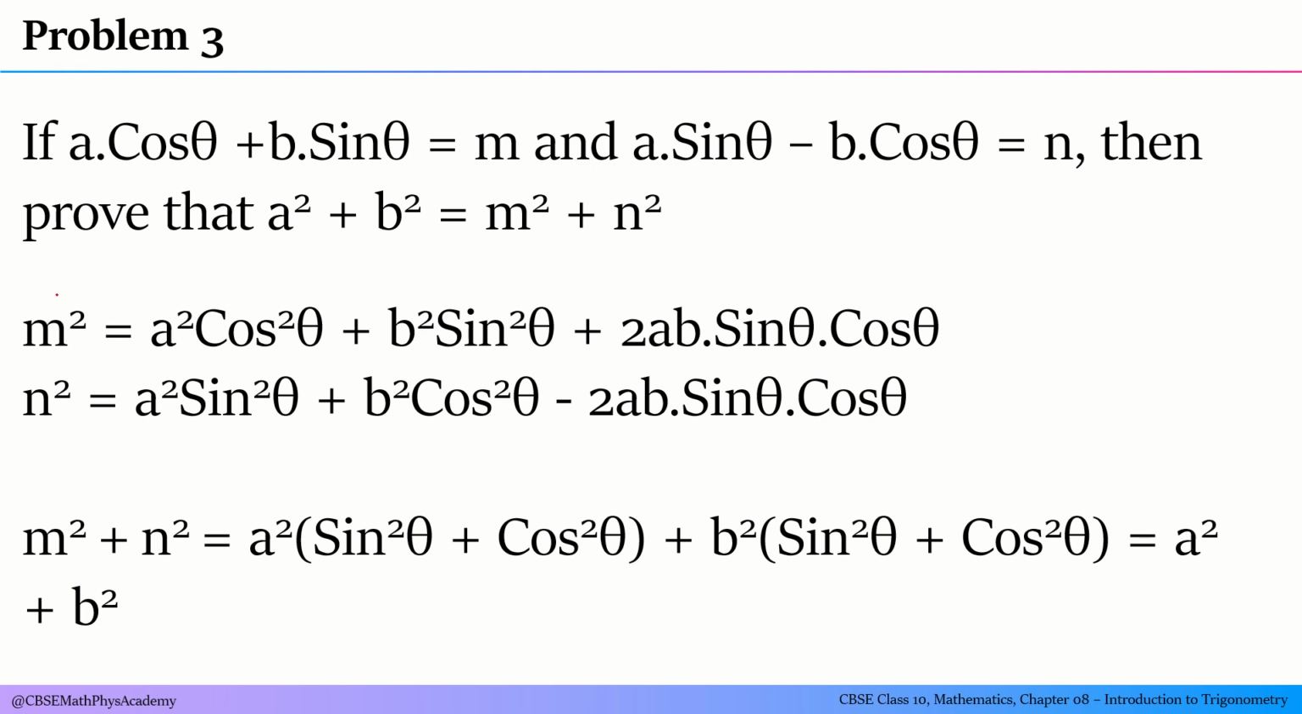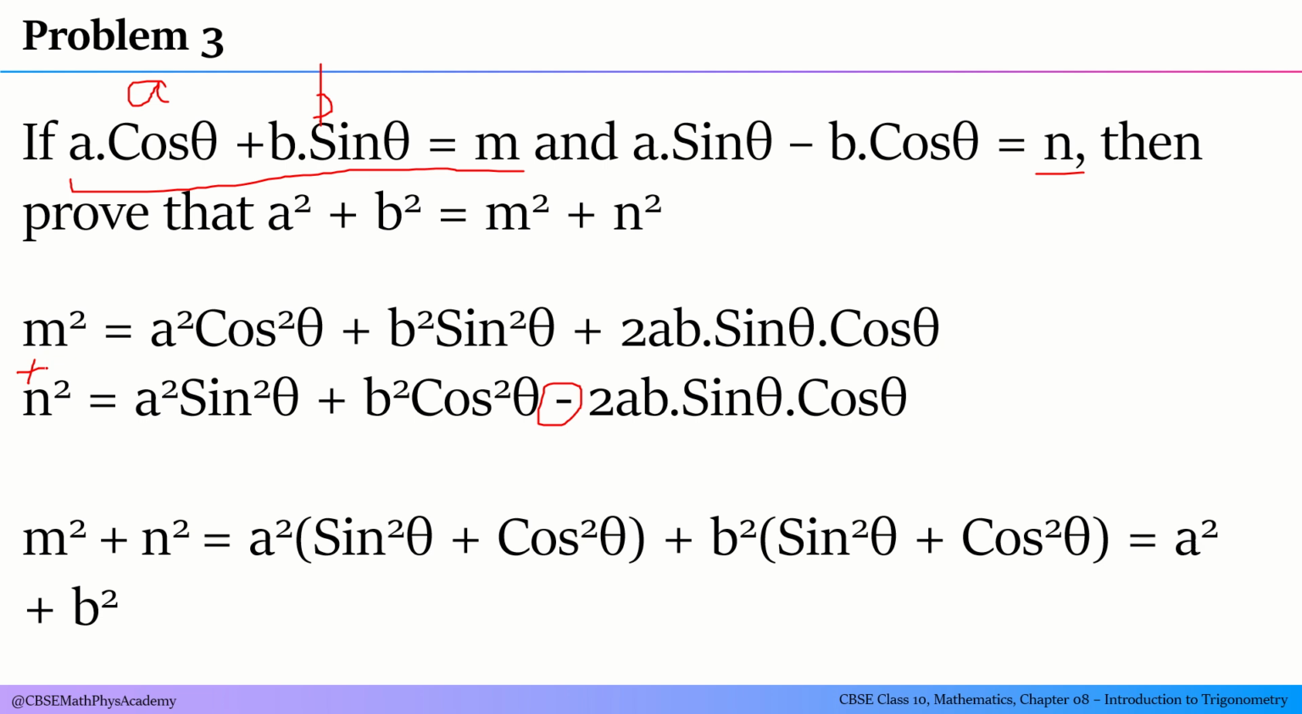So let us do that. M square. I'm going to square it. Treat the whole first term as a and the second as b. A plus b whole square is equal to a square plus b square plus 2ab. So I am going to expand that. M square is equal to a square cos square theta plus b square sin square theta plus 2ab sin theta into cos theta. The same way, I am going to do it for n. So n square is equal to, now remember it is not a plus b, it is a minus b, a square sin square theta plus b square cos square theta minus 2ab sin theta into cos theta.